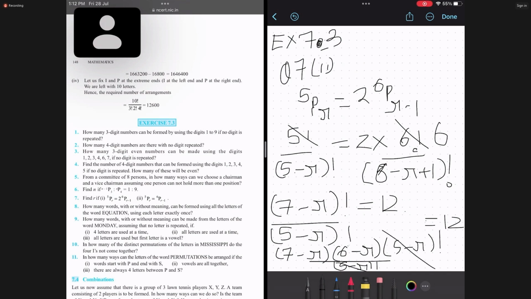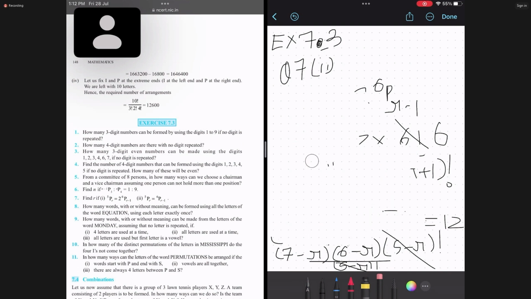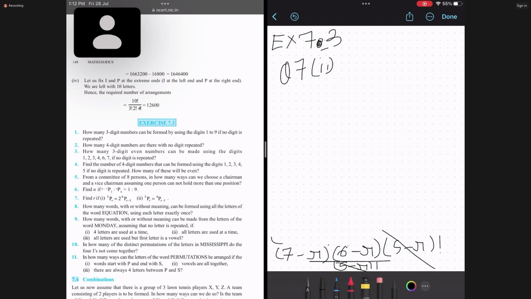Cancelling (5 minus r) factorial out from the numerator and denominator, the equation that we are left with is (7 minus r) into (6 minus r) equal to 12. Correct. All that is required now is to solve this. I'm going to rub certain things and we're going to solve this equation, right? So (7 minus r) into (6 minus r) would be nothing but 42 minus 6 plus 7 is 13, so minus 13r plus r square equal to 12.